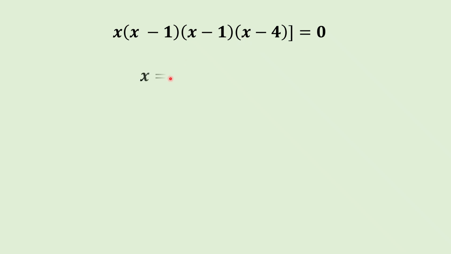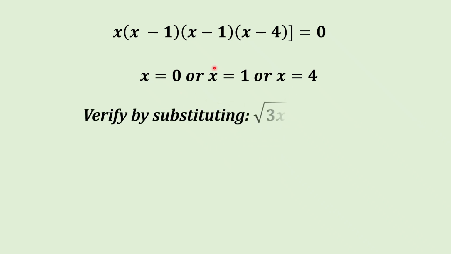So we got the final factors, x into x minus 1 into x minus 1 into x minus 4 equal to 0. So the values of x are 0, 1 or 4. Now verify by substituting to eliminate extraneous and false roots. X equal to 0 will satisfy, both sides will be 0. X equal to 4 will also satisfy. Square root of 4 into 4 will be 4. And 3x, 3 into 4, 12, 12 plus 4, 16, square root of 16, 4.